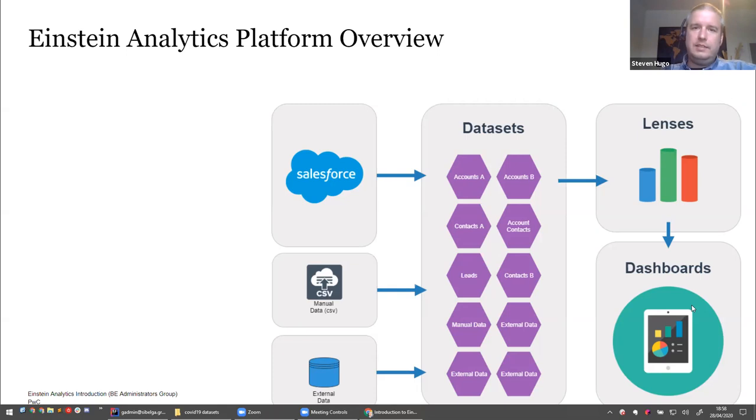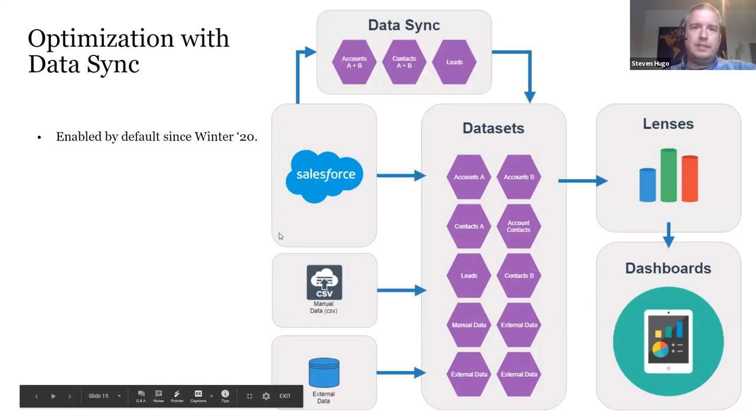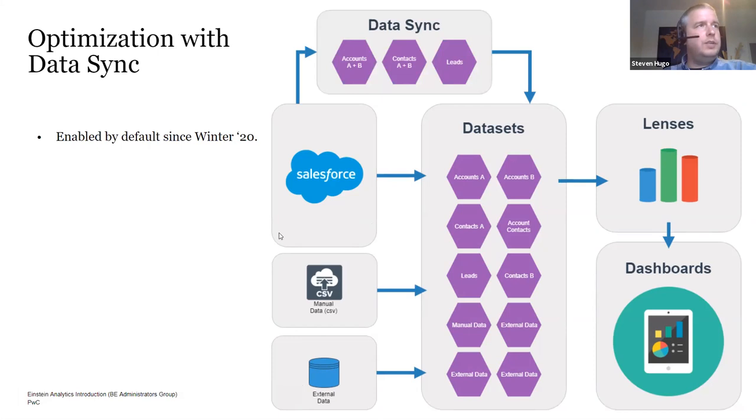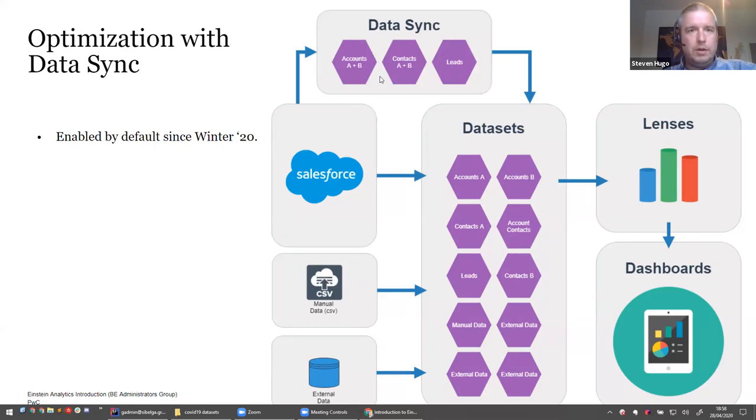Additionally to that, you also have the data sync. I don't know how they called it in the past, but it doesn't matter. They enabled it by default since Winter '20. And this is actually pretty cool because it enhances performance. So what does it do? I will try to move this bar. I have here two data sets, accounts A and accounts B.